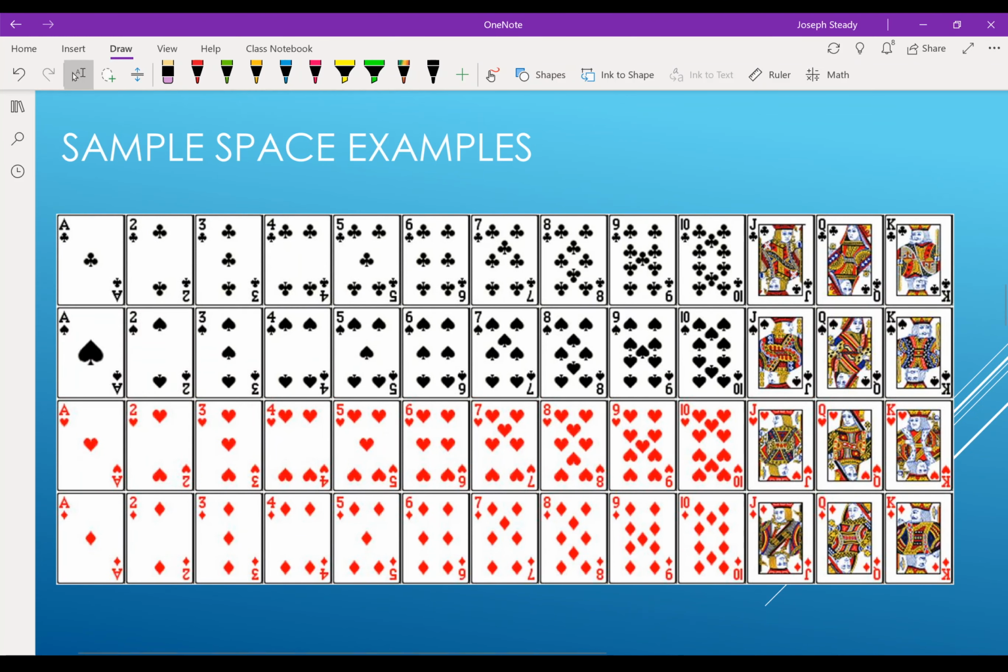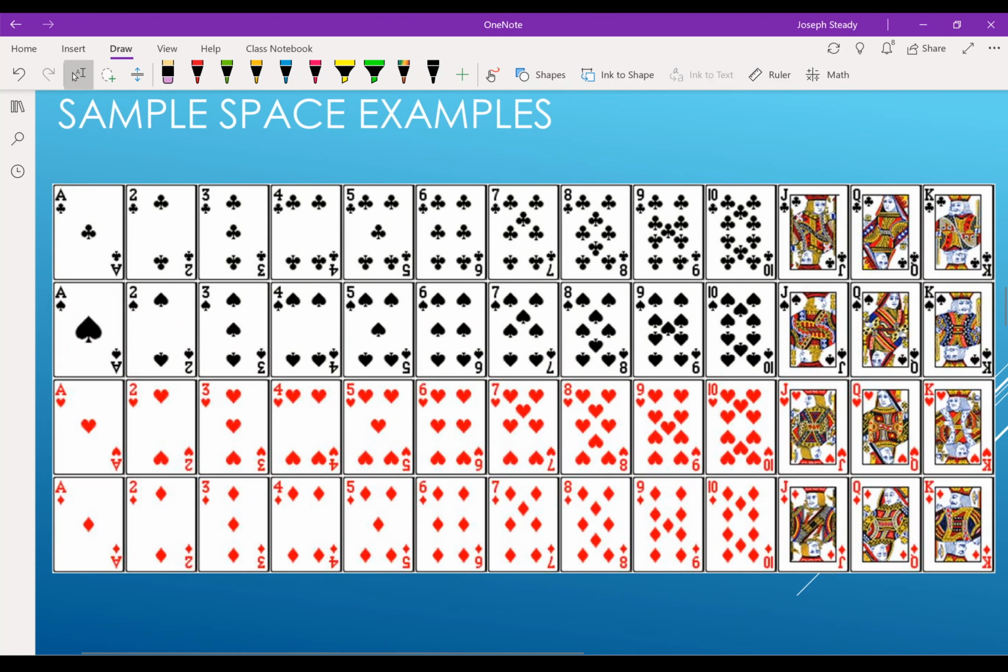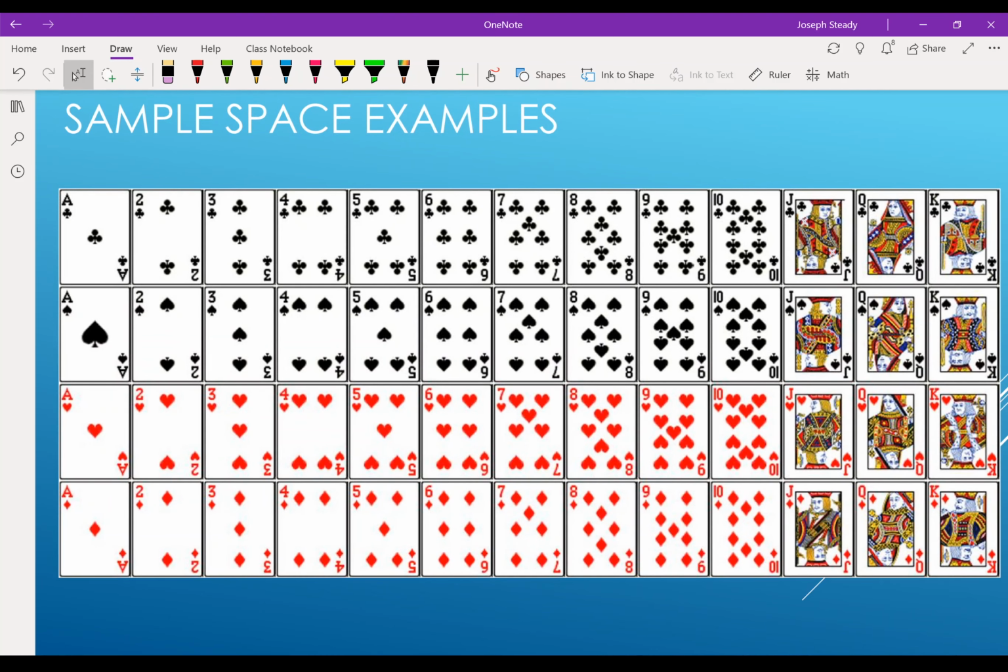Another sample space that not everyone is super familiar with, but that we will talk about a lot because it makes for a lot of really good probability problems, is a deck of cards. In a deck of cards, a couple things I want to point out. If we go across a row, there are 13 denominations. Like ace, 2, 3, 4, those are all denominations.